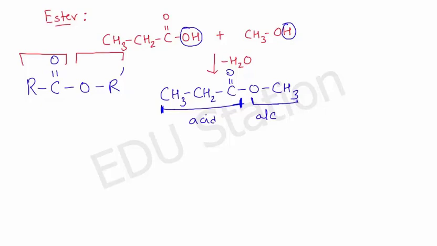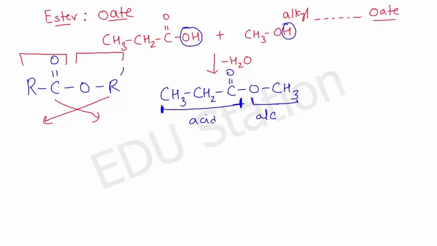When you are naming an ester, the alcohol part is not preferred. So this will be written first and then you'll be writing the acid part. And esters end with oate. So the general name of an ester is: in the start you have the alkyl group, everything in the middle, and finally you will write oate.